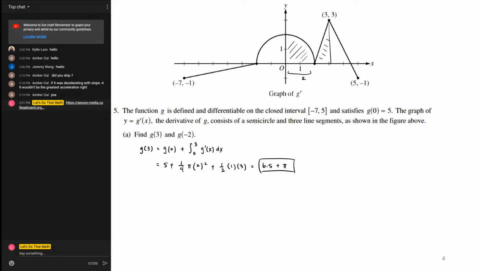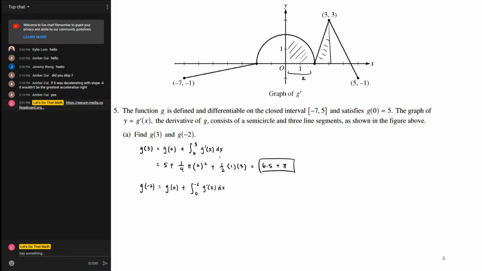Because it's no calculator, we don't need to change it to decimal. Next we have g of negative 2. It's the same idea. We're going to have g of 0 plus the integral from 0 to negative 2 of g prime of x dx.